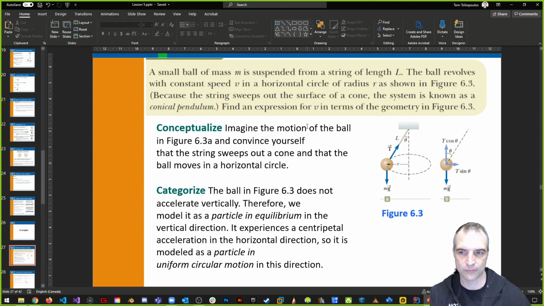So let's take a look. It says a small ball of mass m is suspended from a string of length L. Okay, this is how you normally get it. The ball revolves with constant speed. So once we see constant speed, in my mind I'm thinking uniform circular motion, right? Constant speed v in a horizontal circle of radius r. So this is the radius here. This is the length of the string here, as it's tethered to the ceiling in this case. Because the string sweeps out the surface of a cone, the system is known as a conical pendulum, because it's sweeping out the motion. That's what it's doing. Okay.